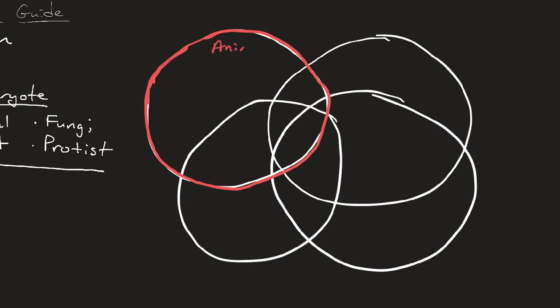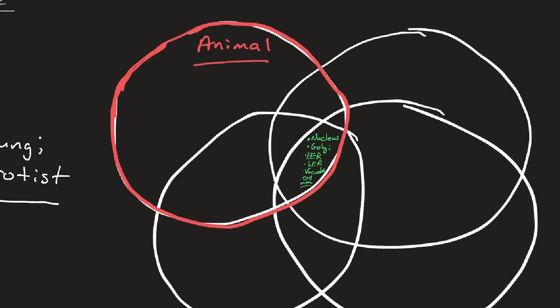this is animal. Well, an animal cell has a nucleus, Golgi body, endoplasmic reticulum, rough and smooth, RER and SER, vacuoles, cell membrane, all that, right? All the eukaryotic cells have those.